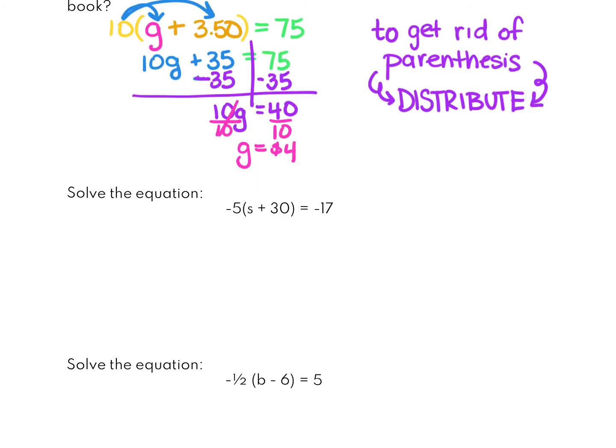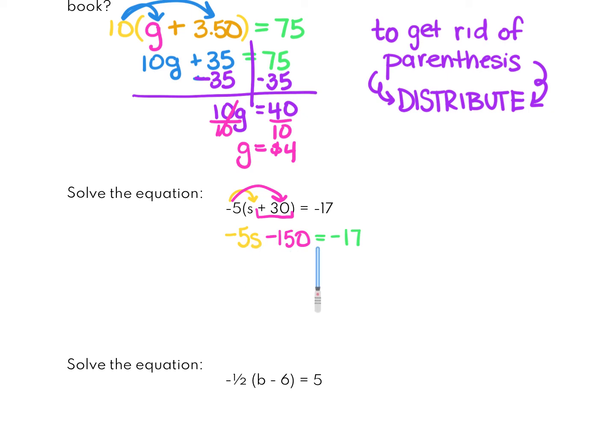Now, of course, I want you to practice with some negative numbers. So we're going to solve this equation: -5 times (s plus 30) equals -17. The first thing we're going to do is distribute this -5 to everything in parentheses. -5 times s is -5s. -5 times this positive 30 right here is -150. And that still is going to equal -17.